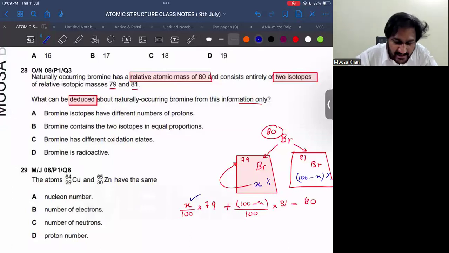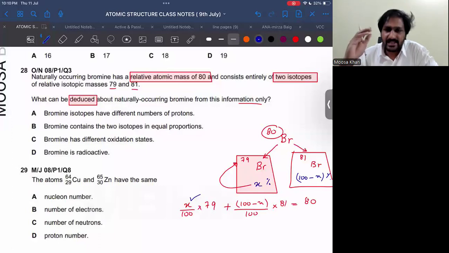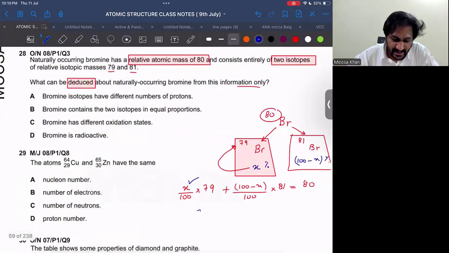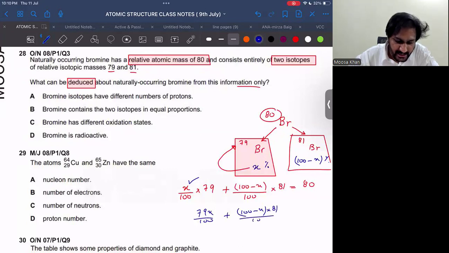If we find the x, the other isotope's percentage would be 100 minus x. You can algebraically solve these values. It's very easy. It's 79x over 100 plus (100 minus x) into 81 over 100 is equal to 80.